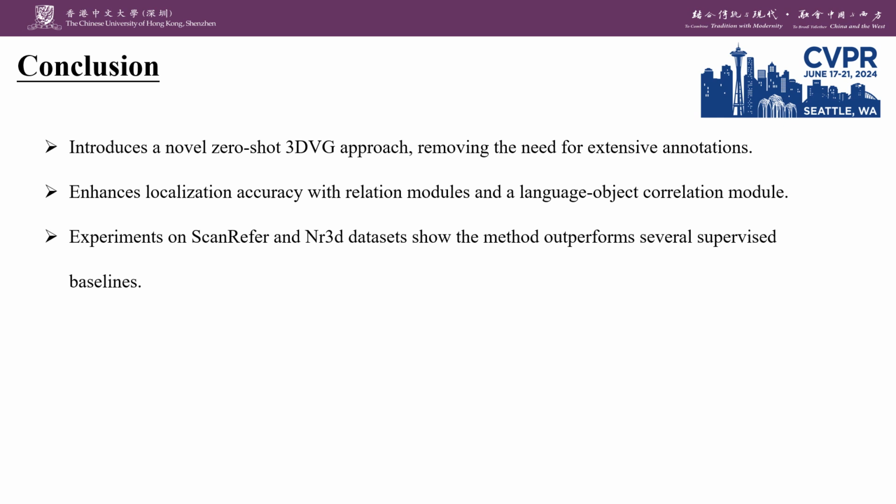In summary, our research presents a new approach to 3D visual grounding, combining the strengths of zero-shot learning and large language models. This innovation not only reduces the need for extensive annotations, but also enhances the flexibility of 3D visual grounding in real-world scenarios. So that's all of our presentation, and thank you for your attention.